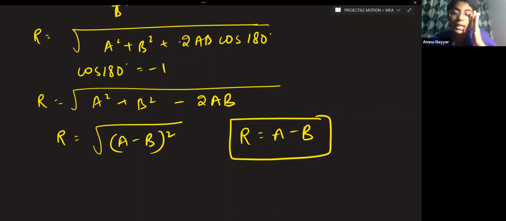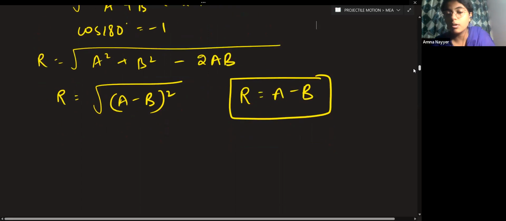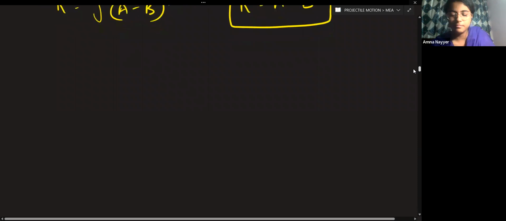And when you put 180 degrees in the formula for the parallelogram, you get the answer as A minus B. So that's why any time two things are in opposite directions, we just subtract, and when two things are in the same direction, we add.